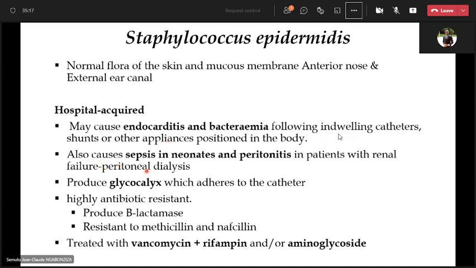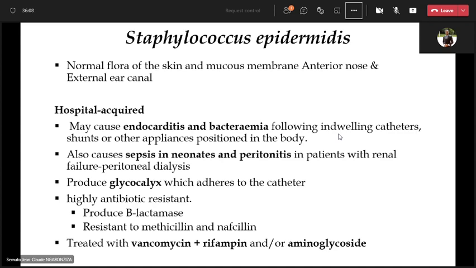It also causes sepsis, mostly in neonates, and peritonitis in patients with renal failure on peritoneal dialysis. Whenever they do this, it can lead to infection with Staph epidermidis, which is normally found on the skin. It produces glycocalyx, which adheres to the catheter. So it adheres firmly on the catheter, and it's highly antibiotic resistant.